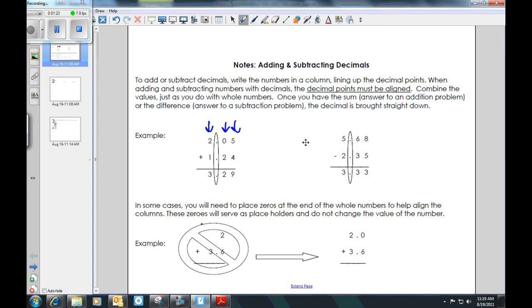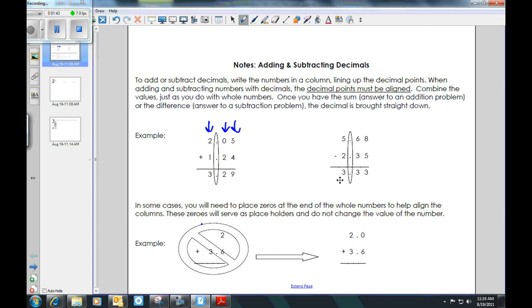Same way with subtraction, you're going to line everything up on the decimal. And when you end up, you're going to have to show for your work. I want you showing your carrying over or your borrowing in your adding and subtracting. You'd have 3 and 33 hundredths at the end of this subtraction problem with the decimals lined up.